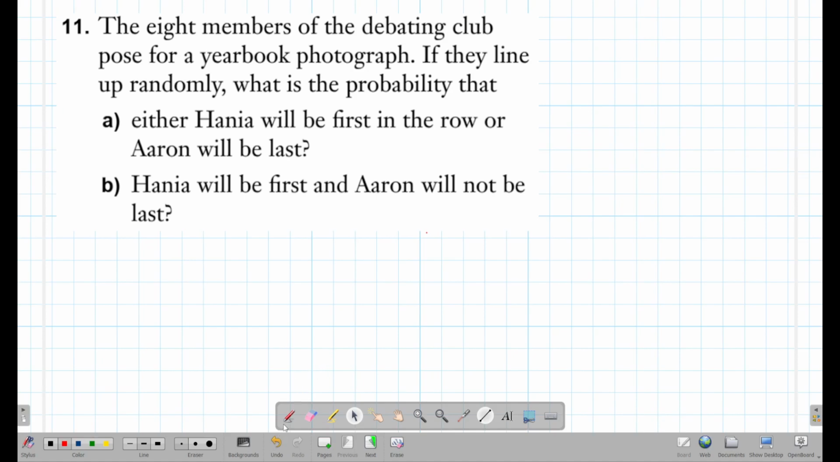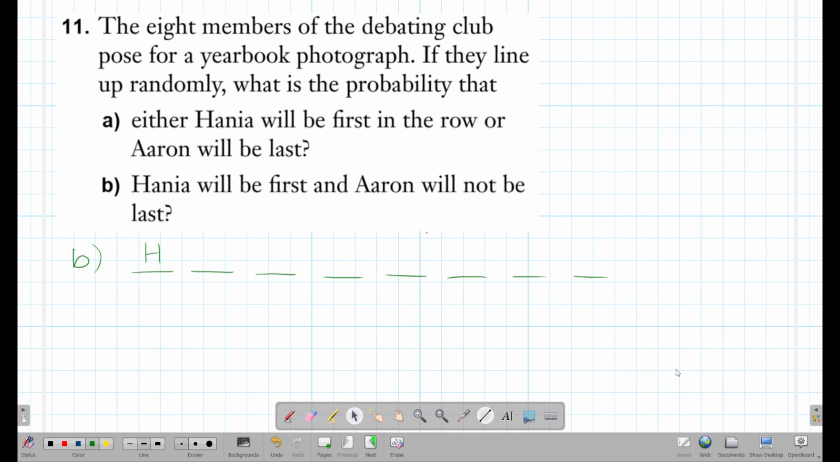Okay, so we are going to do B first, and for questions like these where you have people lining up, or getting into a car or something like that, I recommend you draw this out. So for B, we're going to do exactly that. We're going to draw this out. We have 8 people, and they're all lining up in a row. So we want Hania to be first, and oh, sorry.